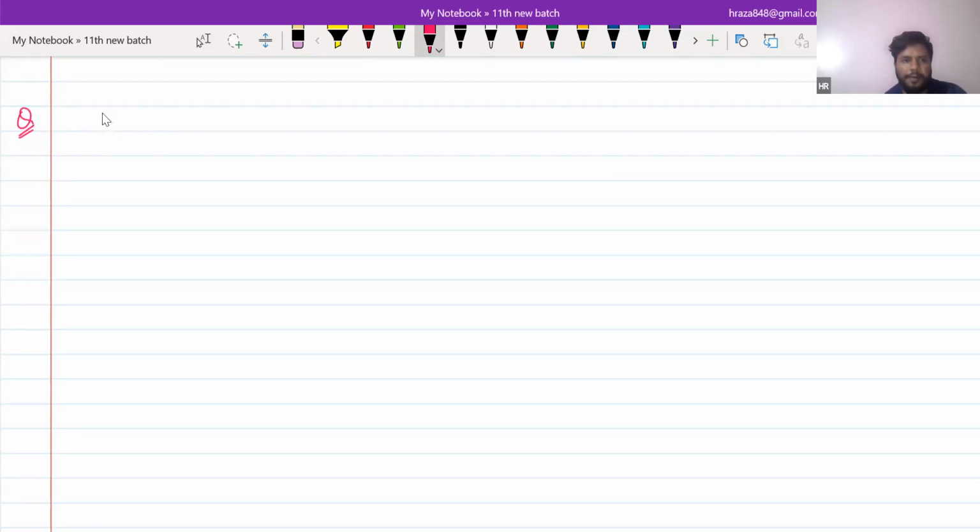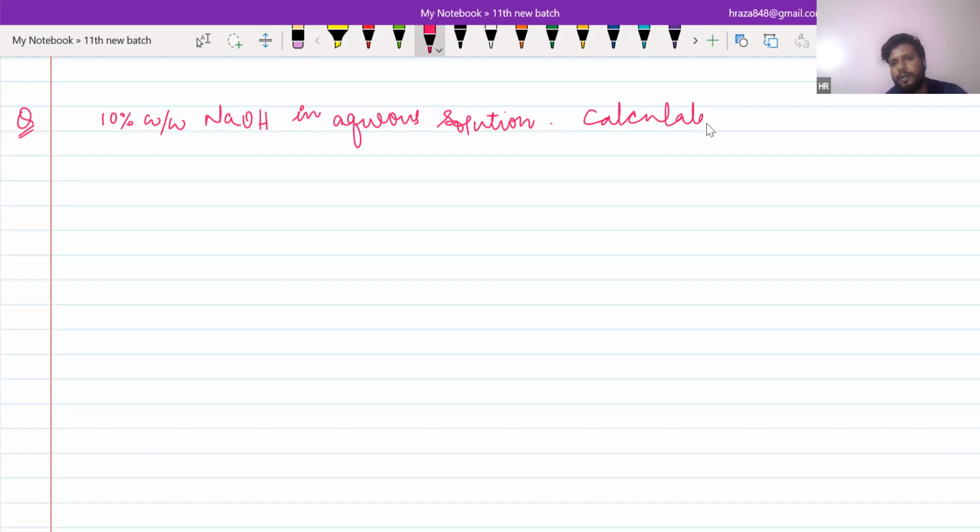The question is basically: 10% weight by weight NaOH in aqueous solution. Calculate molality. And after this, the last concentration term I'm going to take is normality, and this chapter will be completed.